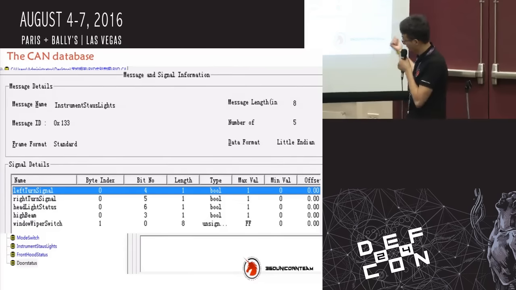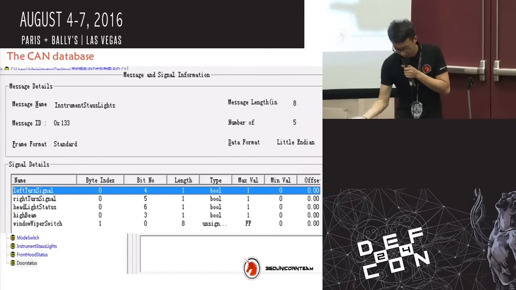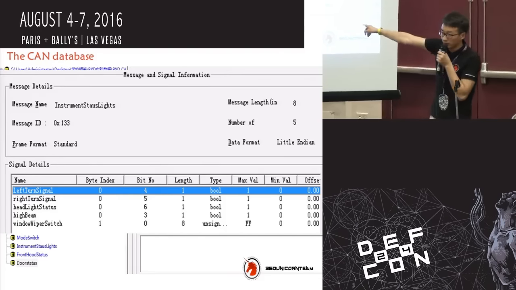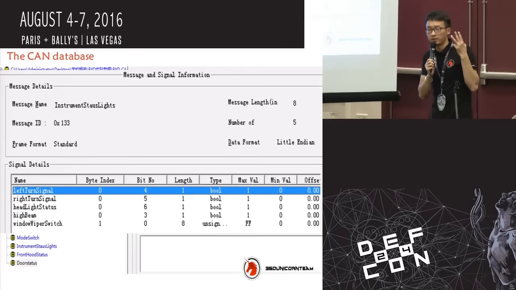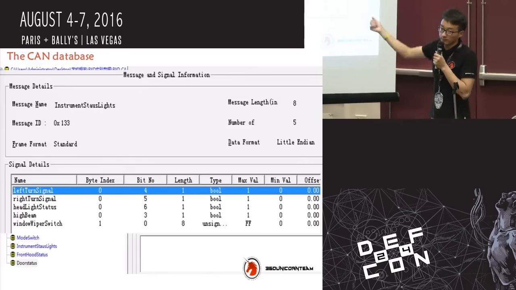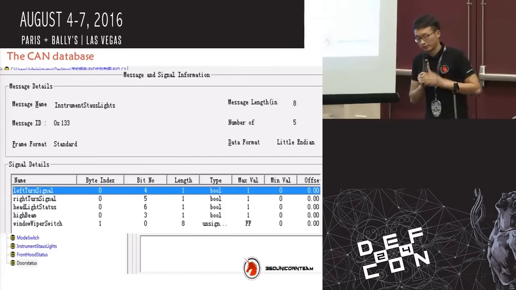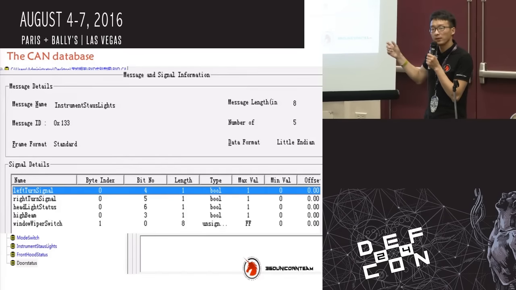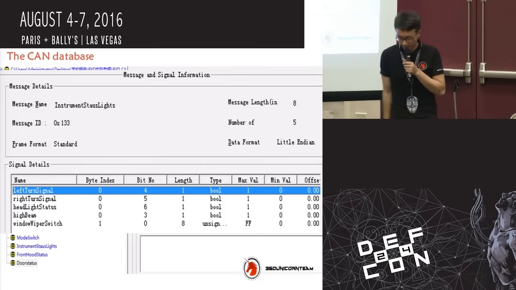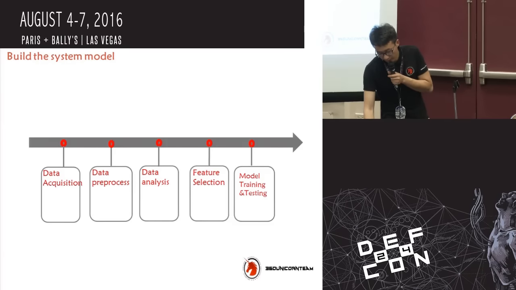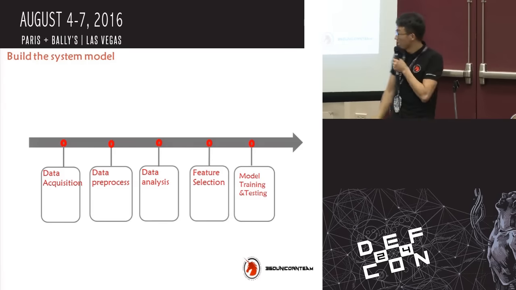Okay, this is an example just to show you how those reverse engineered signals look. You can see that the CAN payload is typically eight bytes. A signal, like the right turn signal, is only one bit, and that one bit indicates whether you are turning right or left. So that's a signal.